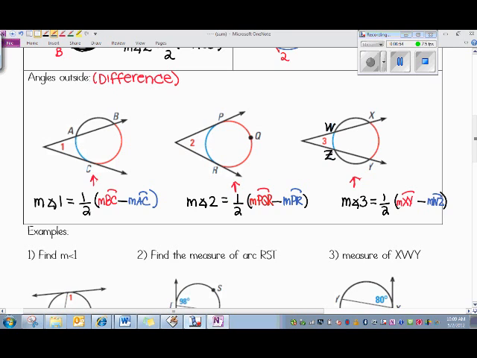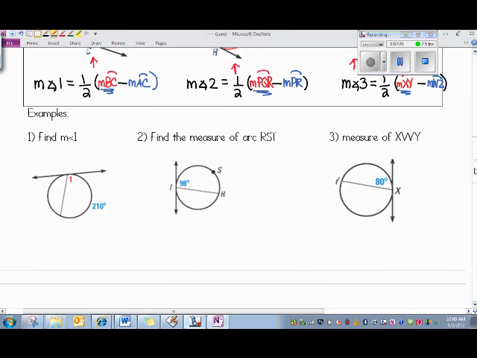If you subtract them in the wrong order, say you do WZ minus XY, you'll end up getting a negative number. It will still be the right number if you take the absolute value of it, if you make it positive, okay? But that's why I keep on saying the red arcs in this case are the bigger arcs. You always do the bigger arc minus the smaller arc, all right? So what I'm going to do now is work through a couple of examples with you, and then you'll be able to try some on your own.